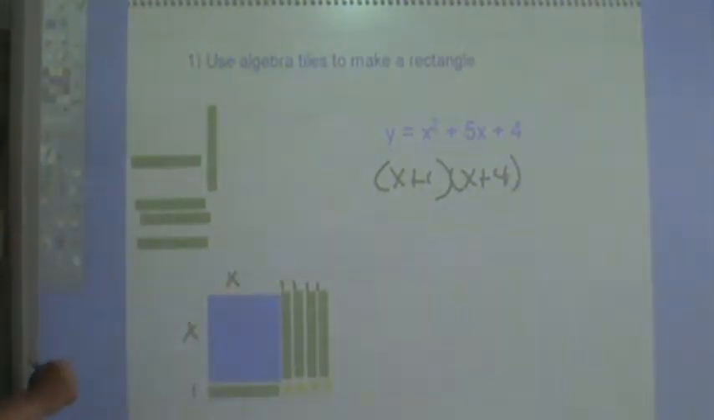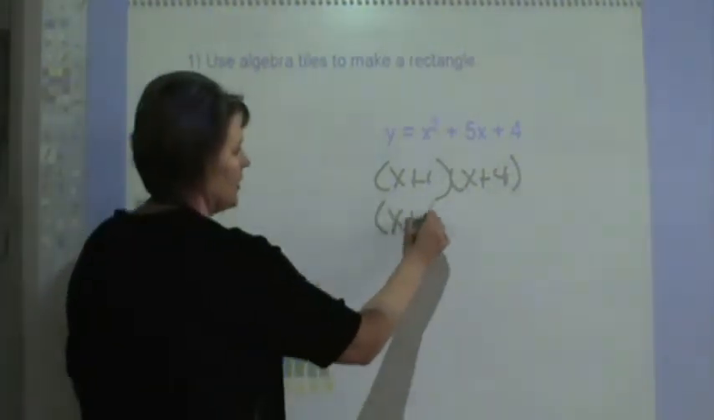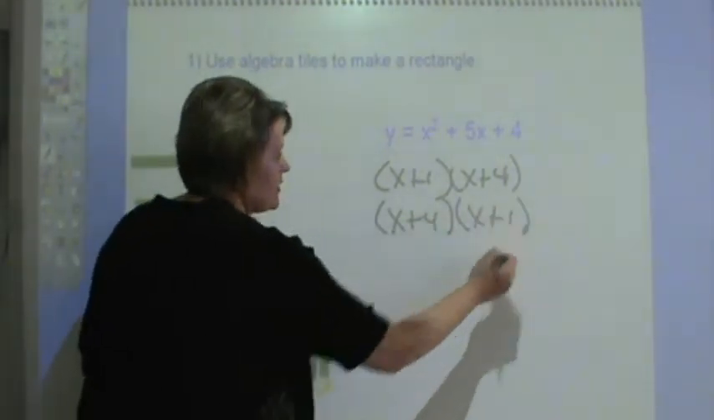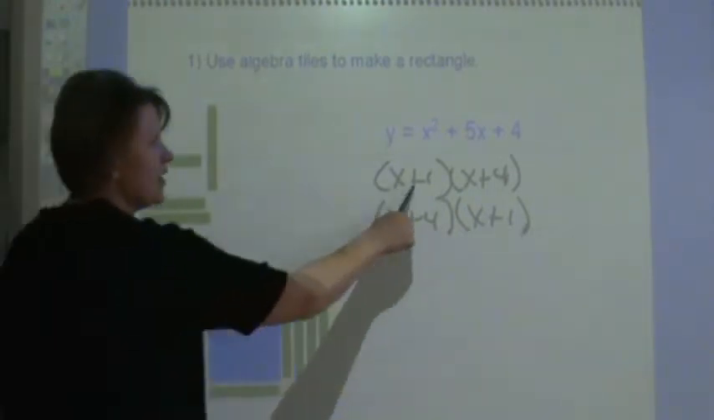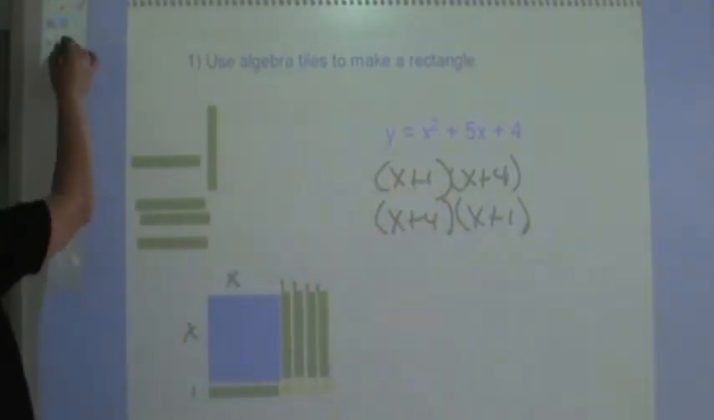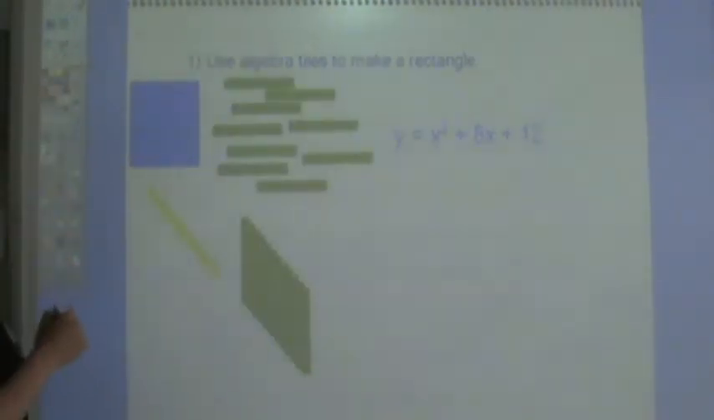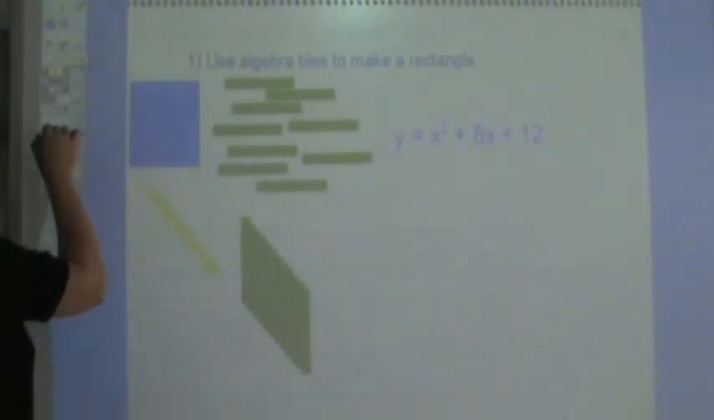Okay, so there's only one answer. We just got to figure out what it is. Now, of course, if you want to get technical, we could say that's another answer, but it's the same thing. It doesn't matter which way you write it, just watch your signs. In this case, they're both plus, so we're okay. So let's try x squared plus 8x plus 12, all right?